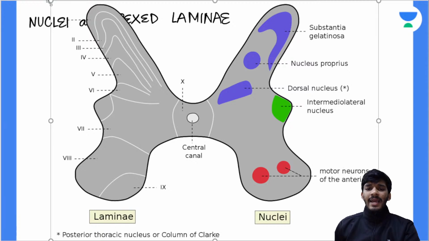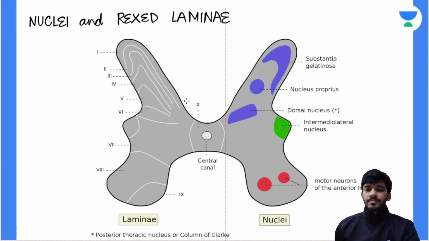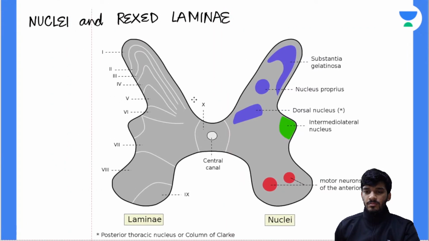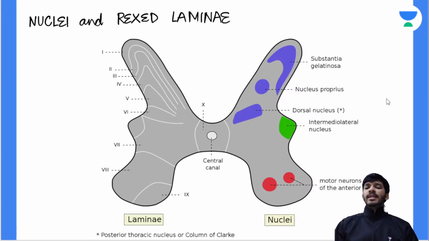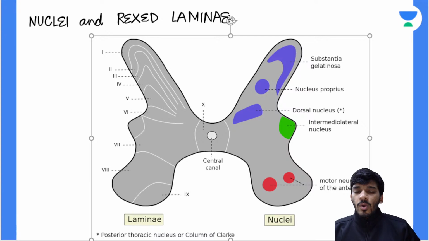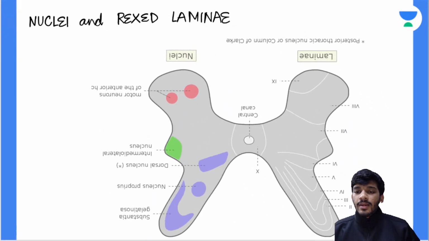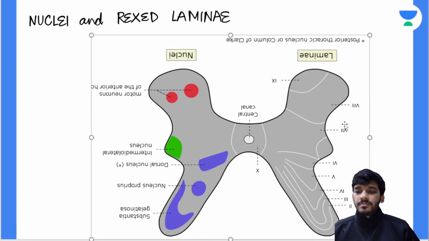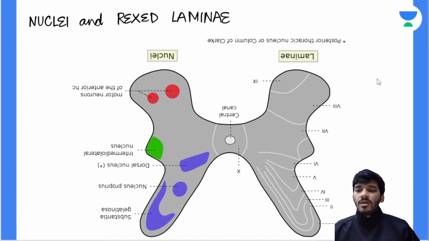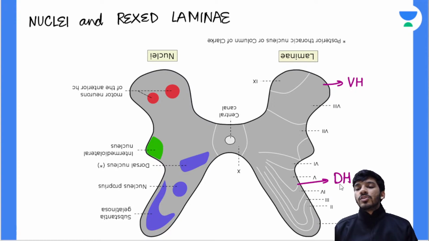This is the diagram that I wanted to put in front of you. For you to understand, this diagram is oriented slightly differently, so I'll rotate it for you. Now it becomes simpler to understand. First of all, tell me which is the ventral horn and which is the dorsal horn. This is the ventral horn. Remember, it is slightly broader. And this is the dorsal horn.